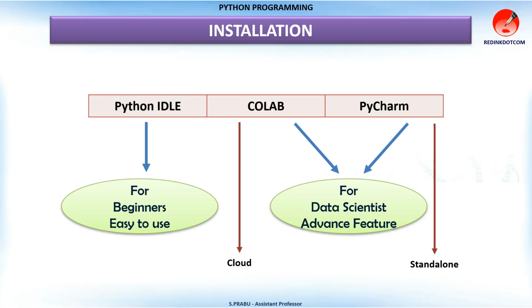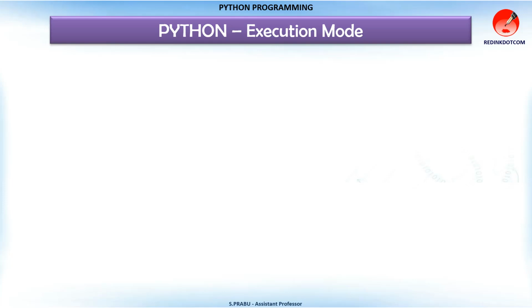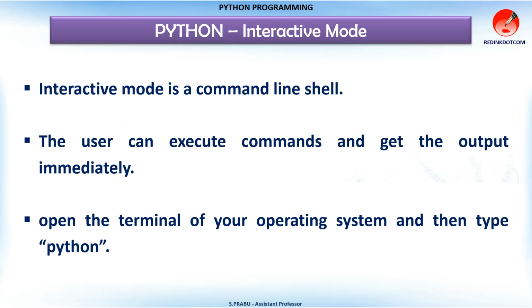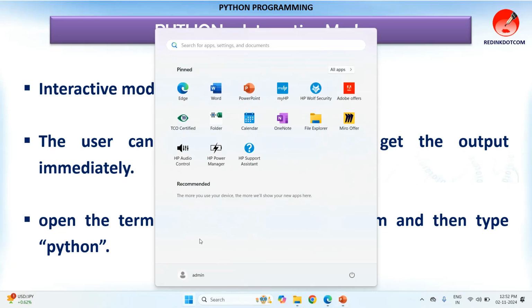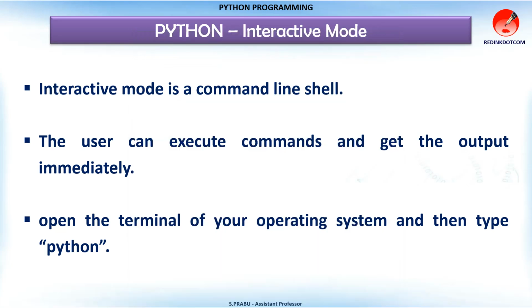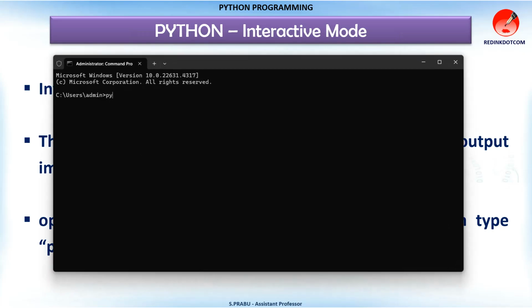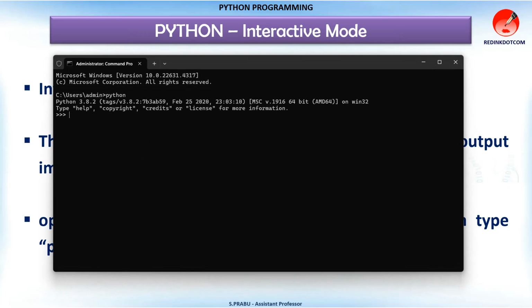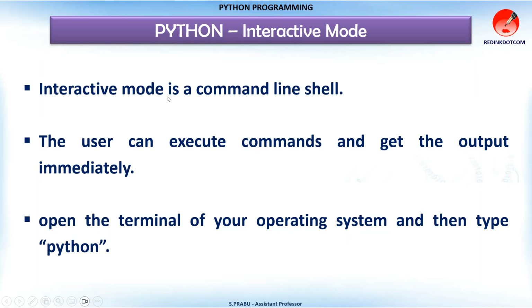And we should know one more thing about Python execution. Python can be executed in two modes. One is interactive mode, another one is script mode. In interactive mode, we can give commands and get the output immediately. So in our operating system, we can open the terminal or command prompt and type python. If you installed Python, the window will look like this. Now we can give Python commands here, so we can get the output. So this is called interactive mode.